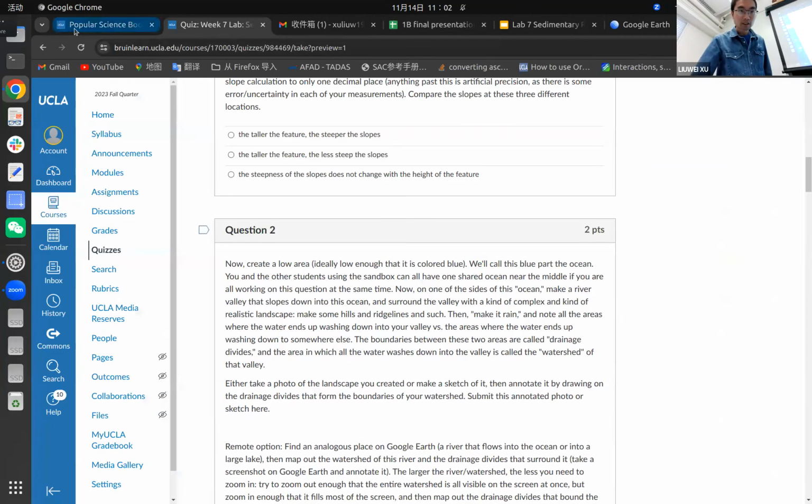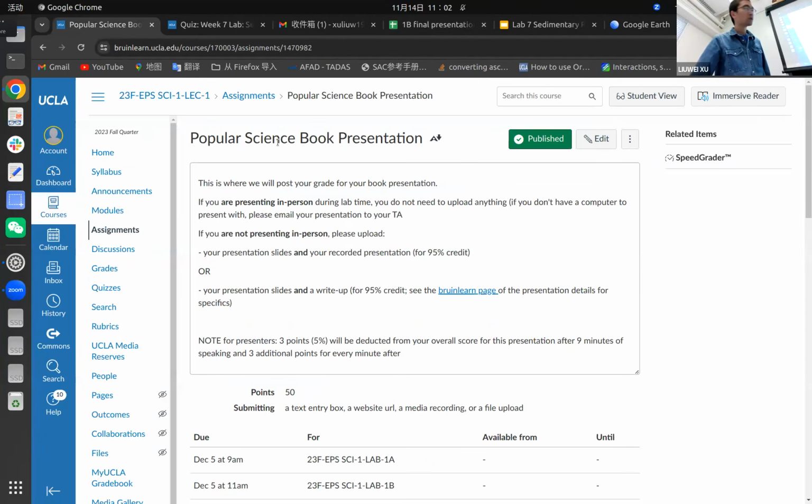And here we have a popular science book presentation. This is for those who cannot attend the presentation in person at the lab. If you are presenting in person, you don't need to use this link, but if you want to upload your slides, you can also upload them here. But if you are not presenting in person, you need to use this link to upload either your slides with your recorded presentation, or your slides along with your write-up essay for your presentation.